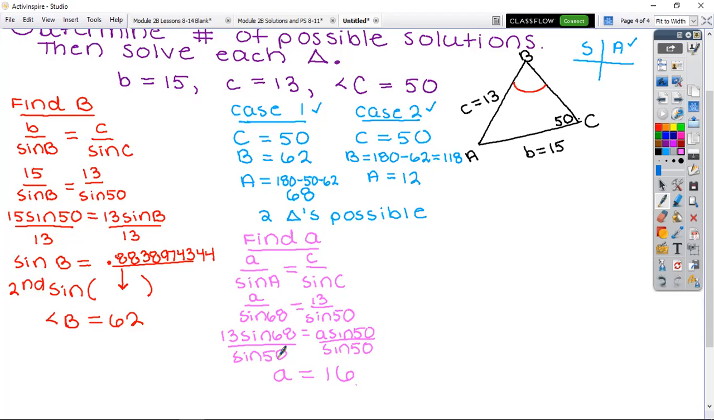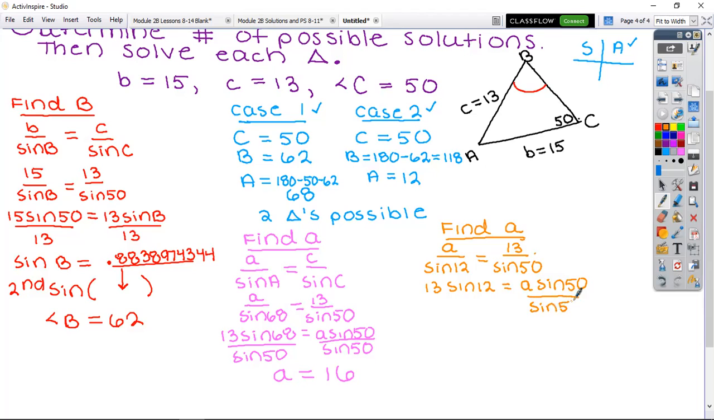Now I'm going to go over here. And really the only thing that changes is just the angle. So instead of using 68 degrees, I'm going to use 12. So I'll skip some steps. Let's go right here. I'm going to go A over sine of 12 must be equal to 13 over sine of 50. And again, it's just calculator work. 13 sine of 12 equals A sine of 50. And then divide by sine of 50. And then this one's all set as well.